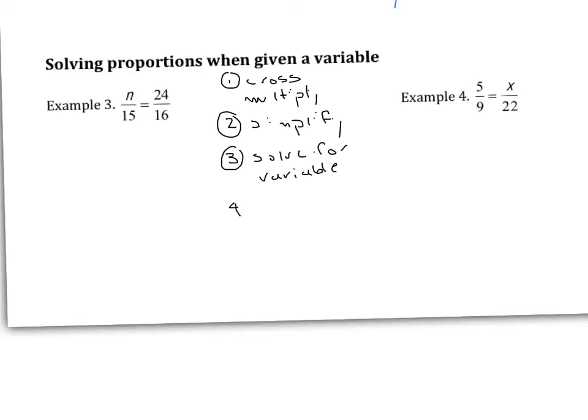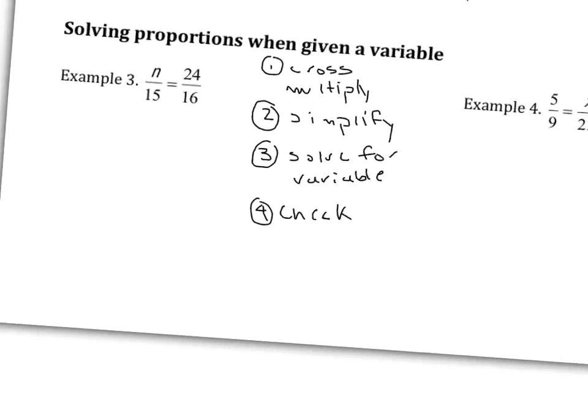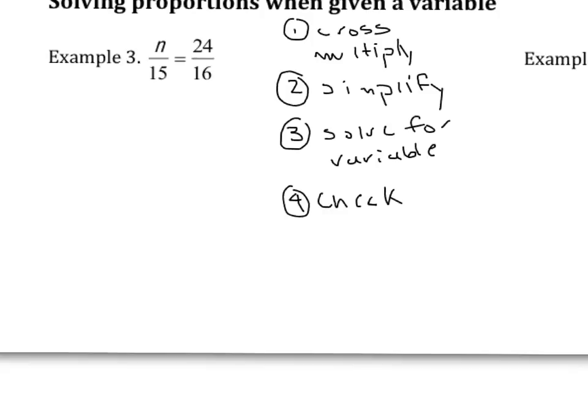And step number 4 is to check. Okay, so let's go through our first example. So the first thing we want to do is cross multiply. So I'm going to do 16 times n, 24 times 15. Go ahead and set that up.